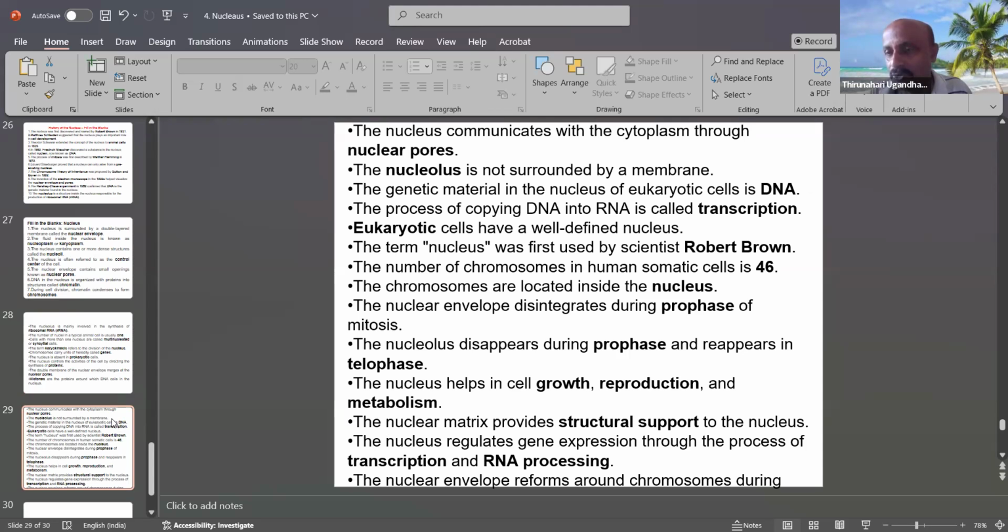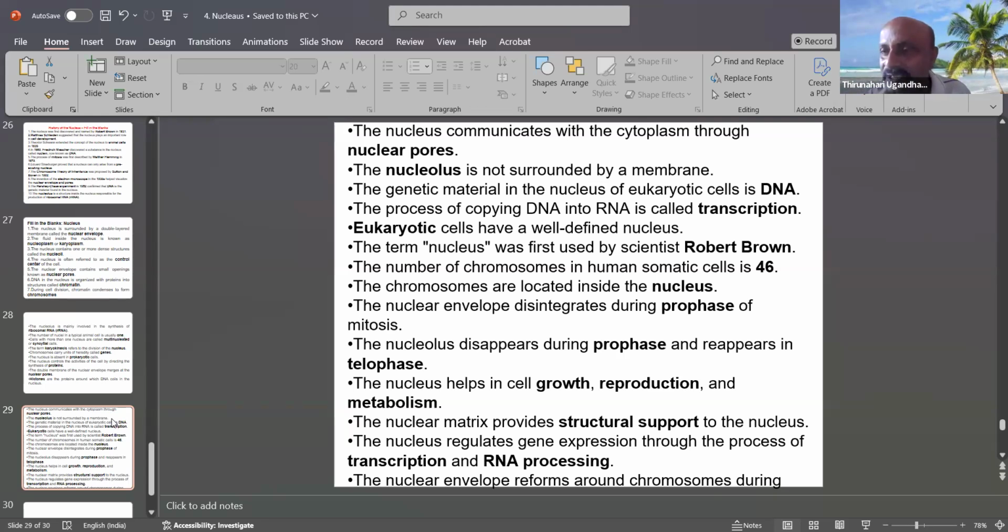Between the cytoplasm and nucleoplasm, minerals and all components can be exchanged, imported and exported. That is through the nuclear pores. The nucleus is surrounded by a membrane. The genetic material in the nucleus of eukaryotes is DNA. The process of copying DNA into RNA is called transcription. Important: copying the genetic information from DNA to RNA is called transcription.